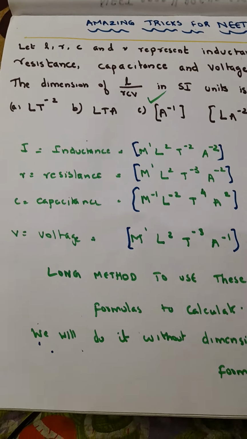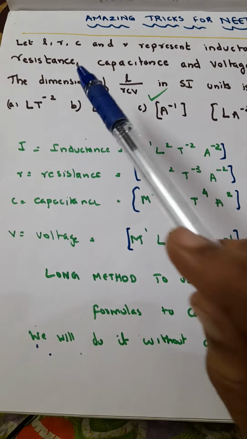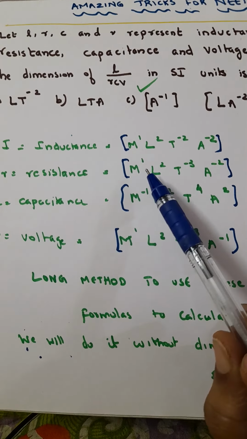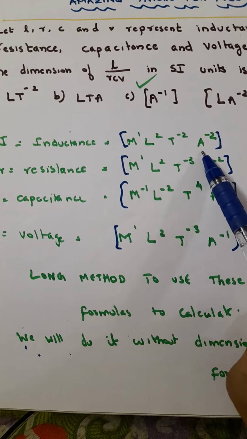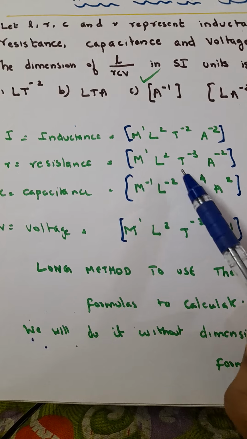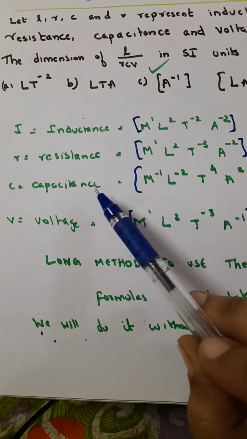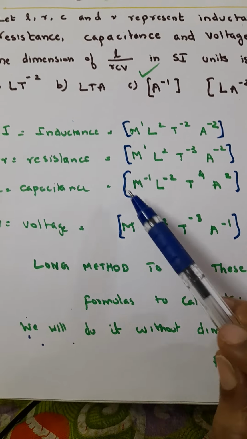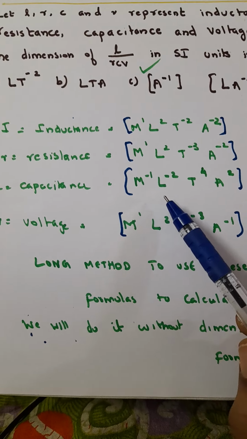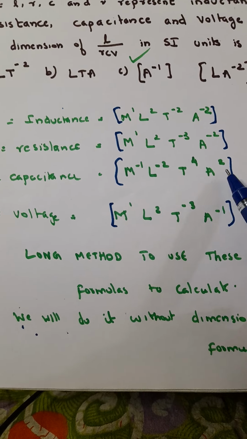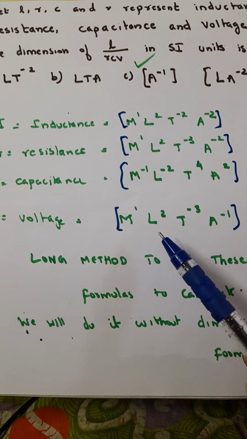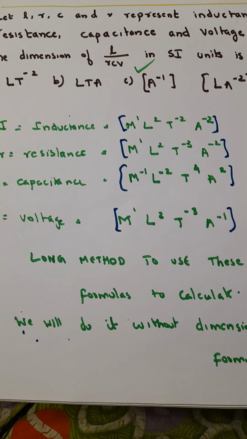See, for such sums, you have to remember the dimension formula for all these independently. That is, for inductance, it is M L raised to 2, T raised to minus 2, A raised to minus 2, and for resistance it is M L raised to 2, T raised to minus 3, A raised to minus 2. Then C is for capacitance. So the dimensional formula for capacitance is M raised to minus 1, L raised to minus 2, T raised to 4 and A raised to 2. Then V for voltage, it is M raised to 1, L raised to 2, T raised to minus 3 and A raised to minus 1.